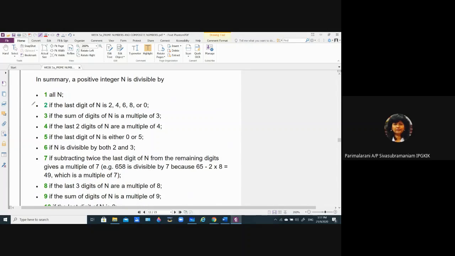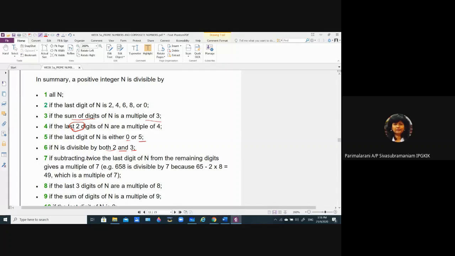1, all numbers can divide by 1. 2 if the last digit is 2, 4, 6, 8, or 0. 3 if the sum of the digits is a multiple of 3. 4 if the last two digits are a multiple of 4. 5 if the last digit is either 0 or 5. 6 if it's divisible by both 2 and 3. 6 is 2 times 3, so must be divisible by both 2 and 3.